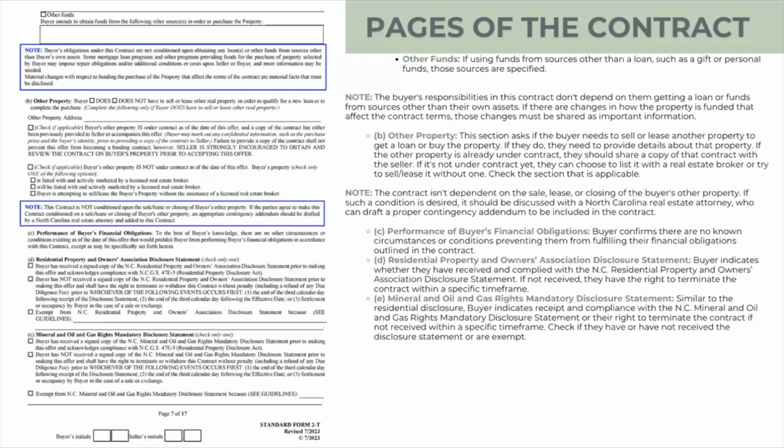Other property. This section asks if the buyer needs to sell or lease another property to get a loan or buy the property. If they do, they need to provide details about that property. If the other property is already under contract, they should share a copy of that contract with the seller. If it's not under contract, they can choose to list it with a real estate broker or try to sell or lease it without one. Check the section that is applicable.